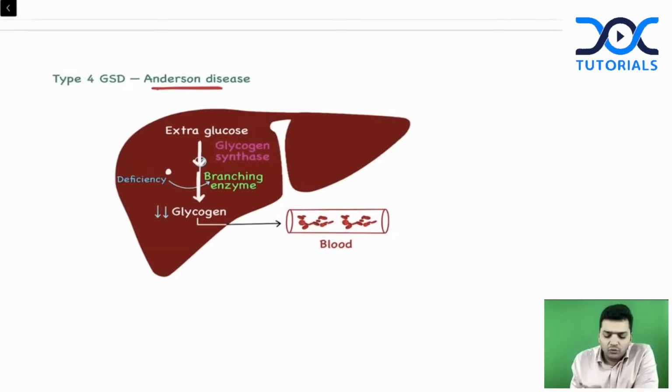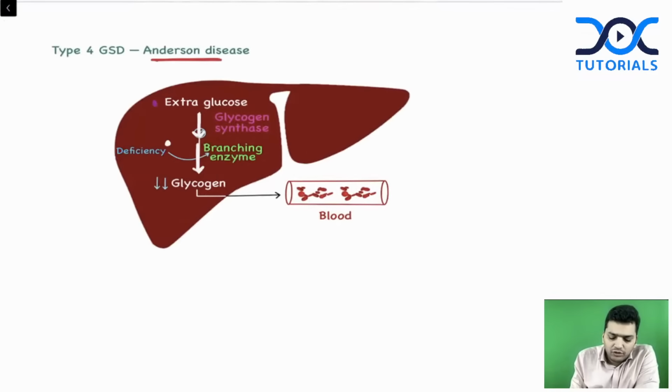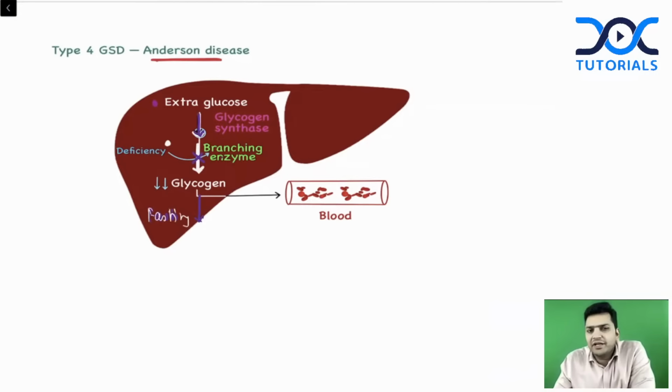Whatever is the extra glucose, we try to convert that into the glycogen molecule, and in that process we use the branching enzyme. If the branching enzyme is not there, the glycogen will not be made properly. The glycogen will be very less. If the glycogen is very less, whenever the person will be in the fasting state and will try to cut the glycogen, it will be depleted very early, and the patient might develop hypoglycemia. So the Anderson disease presents with hypoglycemia.